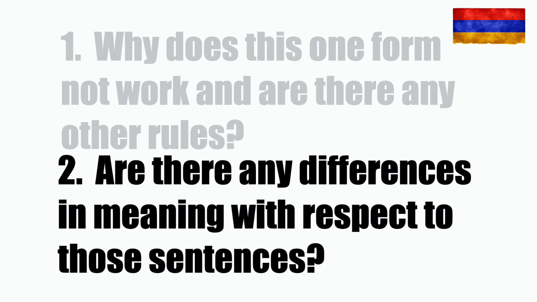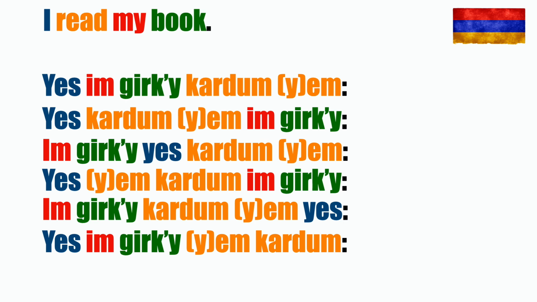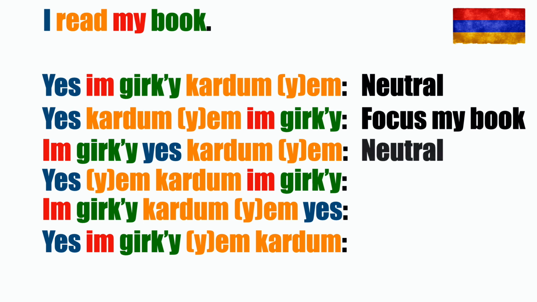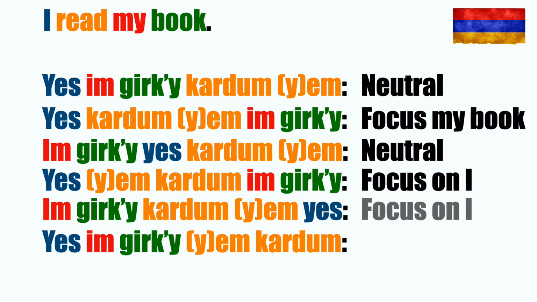Let us go back to the question about the meaning of these sentences. Obviously, the meaning of the sentence does not change entirely, but the focus is slightly different in each case. The first sentence is rather neutral. The second sentence puts a focus on my book, meaning that I read a book and not a newspaper. The third sentence is neutral again. The fourth and fifth sentences emphasize the subject I who did something, and not he, she, or someone else. The last sentence focuses again on the book.